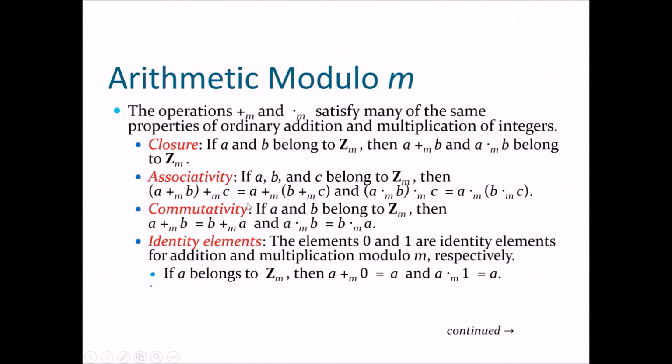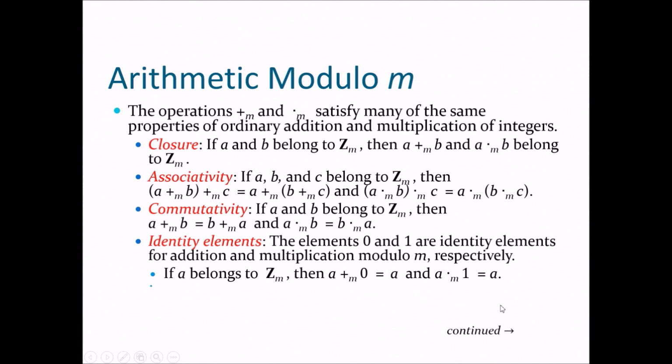Similarly, addition modulo m and multiplication modulo m are associative, and the commutative law also holds. The elements 0 and 1 are identity elements for addition and multiplication modulo m respectively. So if a belongs to Zm, then a plus_m 0 is equal to a. It returns the integer itself. Therefore 0 is called the additive identity. And when we multiply any number by 1, it returns a.